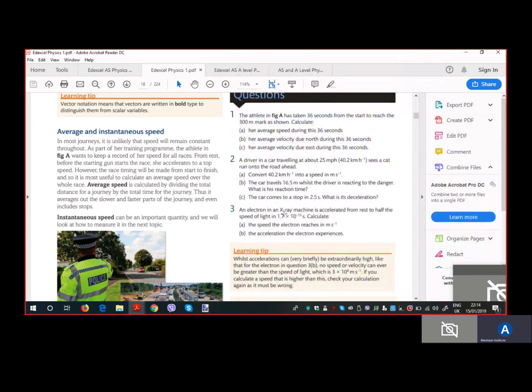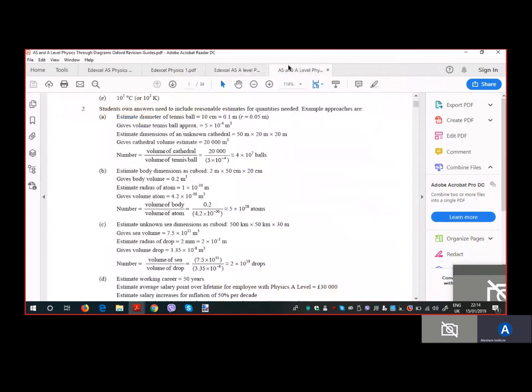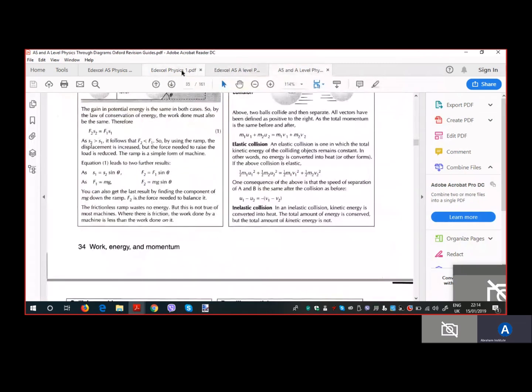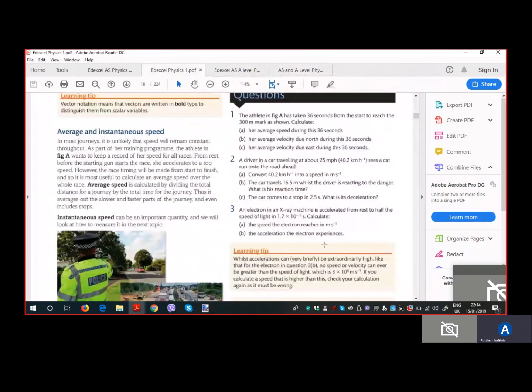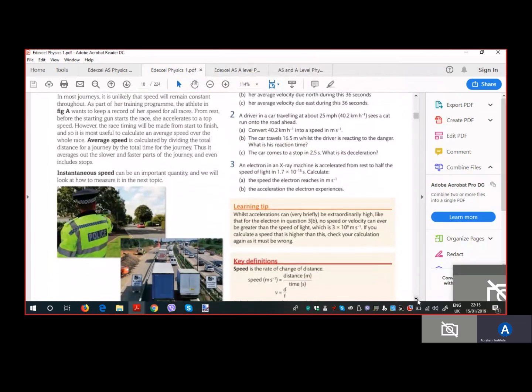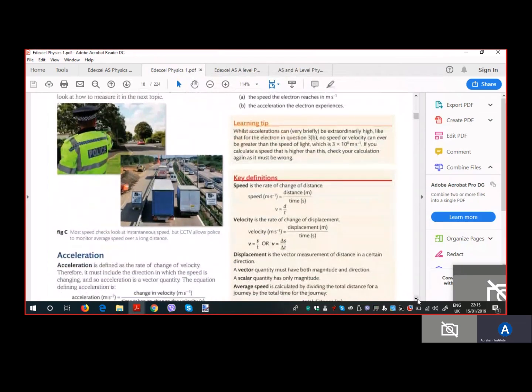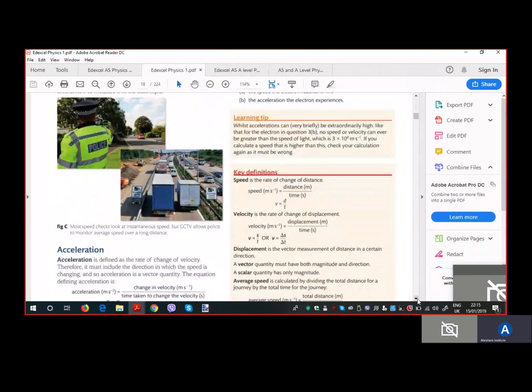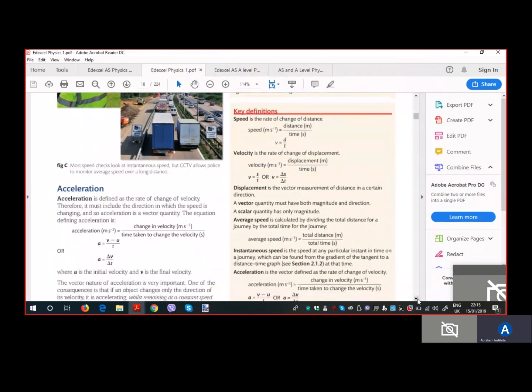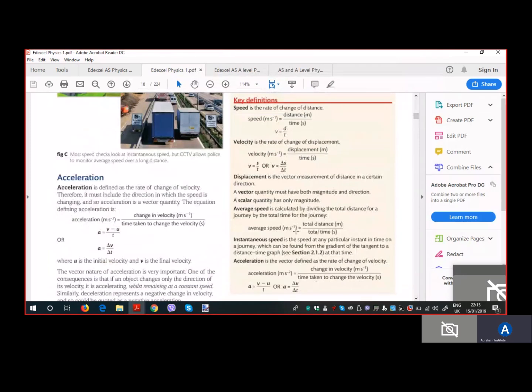So you can do all these questions here. For homework, finish all the questions, and here the answers are there. Check all your answers. If there is anything, just let me know. You should be able to do it. Now here you can see the definitions are given. So in papers, if they ask you to write or define speed, define velocity, define displacement, this is what you need to write.